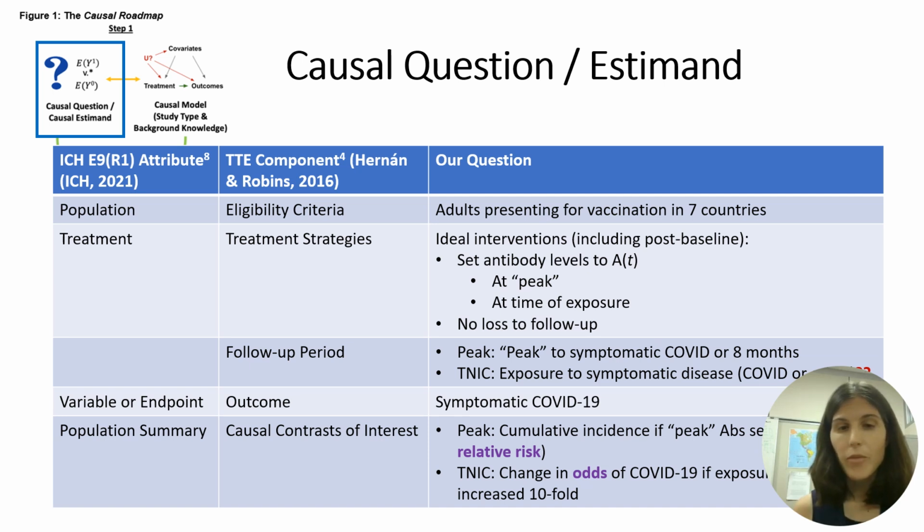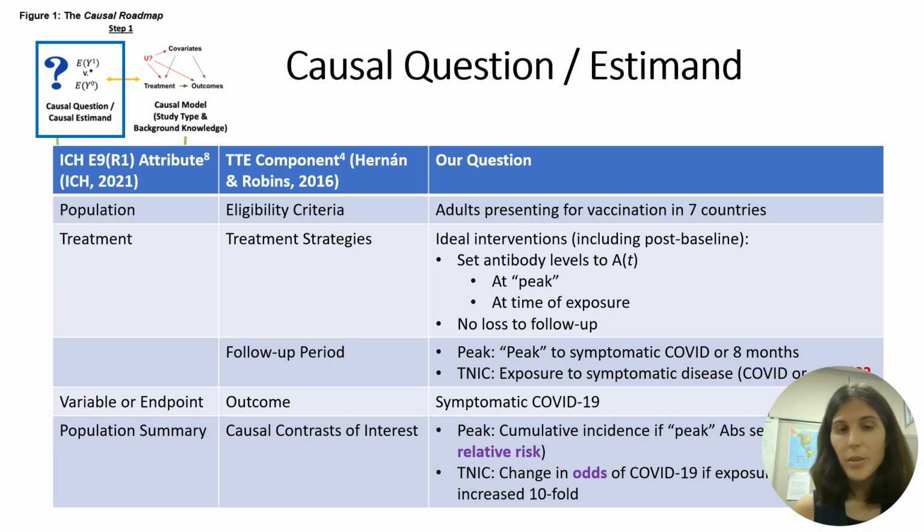Our follow-up period for the peak design is the time from peak antibody levels to symptomatic COVID, or 8 months, or loss to follow-up. For the test negative design, it's less clear what the follow-up period would be because this is a case control study, so it's harder to think about what target trial we would be potentially emulating, but we might think about follow-up in an ideal trial we could emulate as exposure to symptomatic disease. Our outcome variable or endpoint is symptomatic COVID-19.